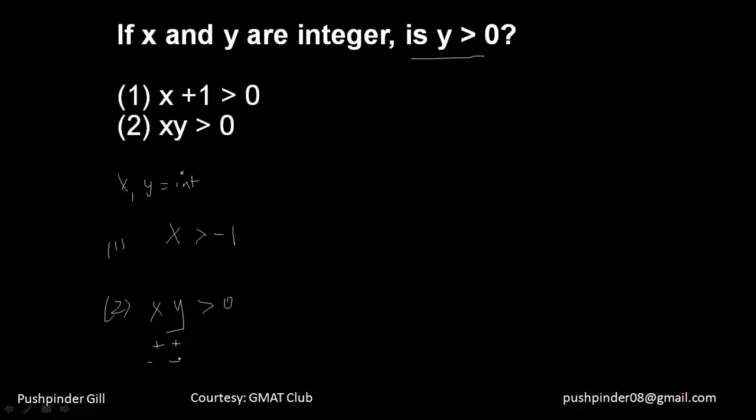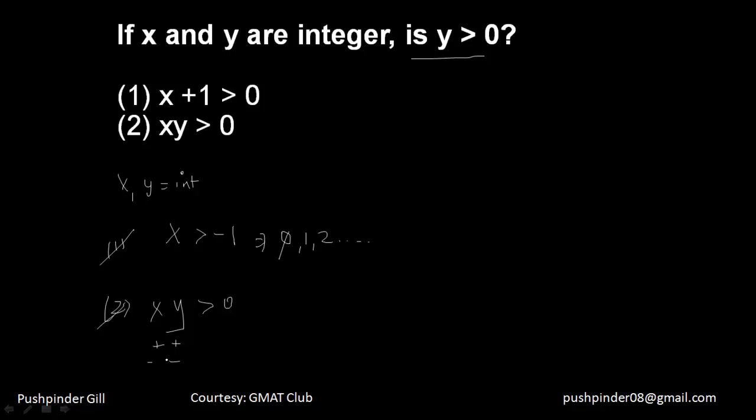Now statement number 1 and 2 are individually not sufficient at all. When you turn back to statement number 1, it says x is greater than negative 1. Now what all values can x take? It can take 0, 1, 2 and so on. Now if x into y is greater than 0, x definitely cannot be 0, isn't it?